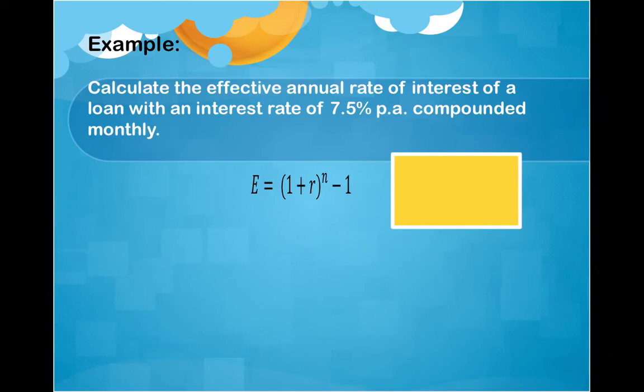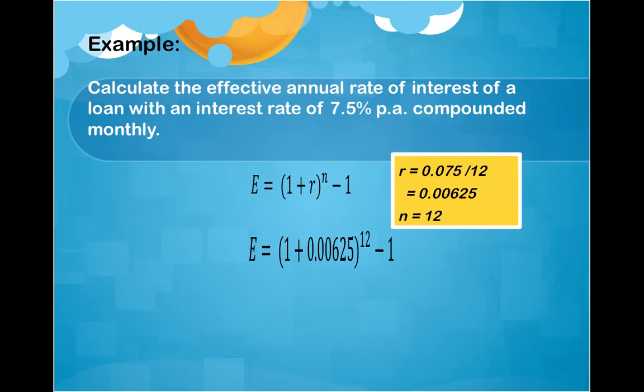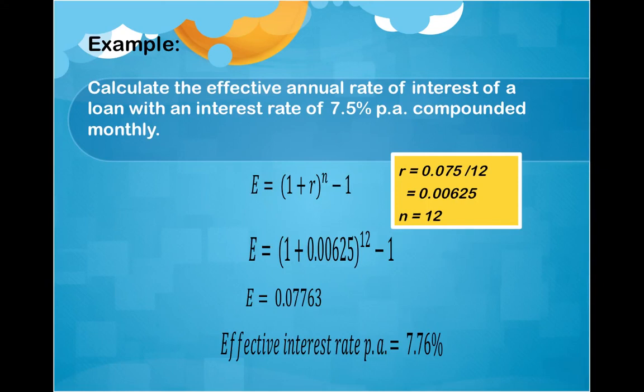There's the formula for effective interest rates. Let's find the values that have been given to us. 7.5% per annum in a monthly interest rate as a decimal is 0.00625. There are 12 months in a year, therefore N is equal to 12. We substitute those values into the formula, use our calculator, and that gives E is 0.07763, which means the effective interest rate per annum is 7.76%.